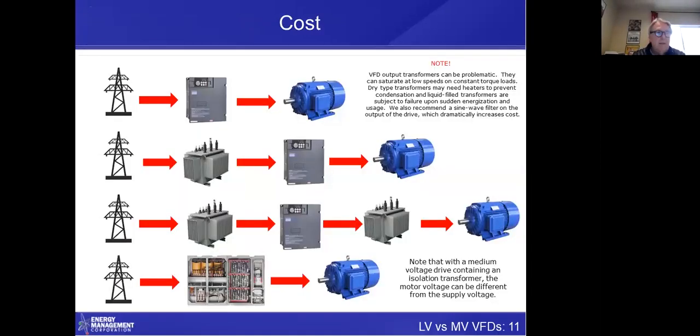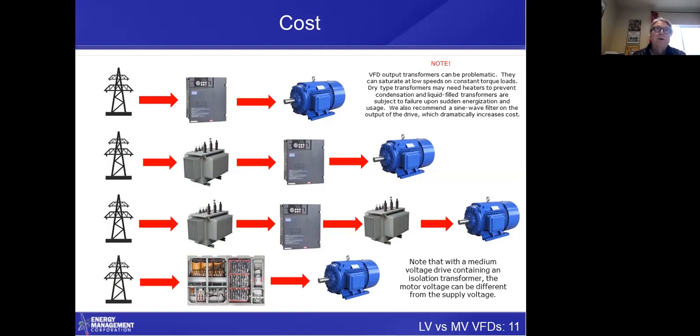Now we're going to spend a little time here because this is the crux of a lot of the decision making that will have to go on. So let's start on the top line. On that top line, we have a utility. It goes straight to a drive and then to a motor. So let's say you have a small facility, you get 480 volts from the utility, it goes to a 480 volt drive to a 480 volt motor. That is typically going to be your lowest cost up through about 1,000 horsepower or so.